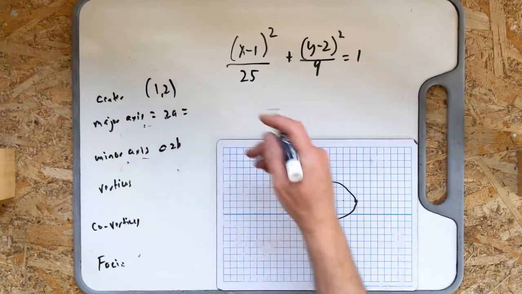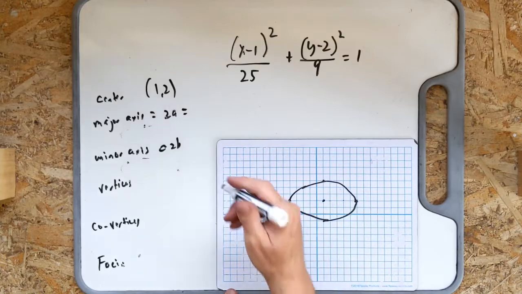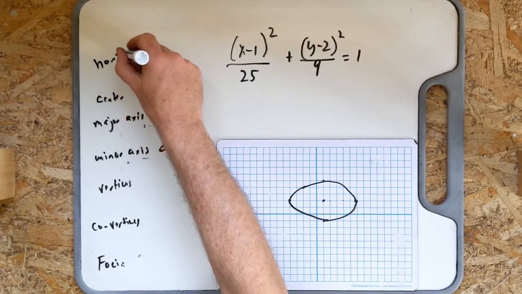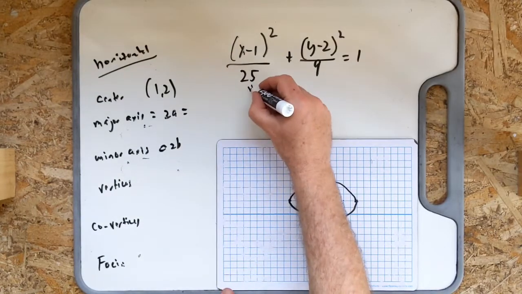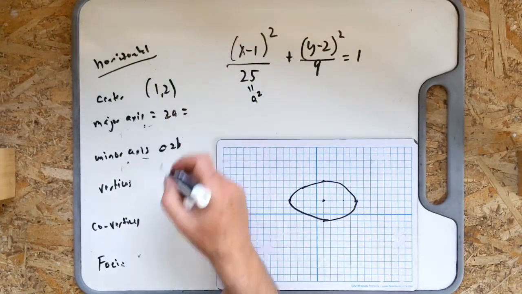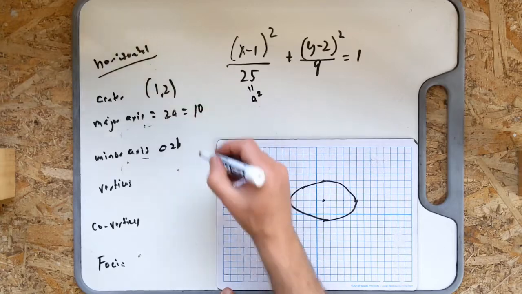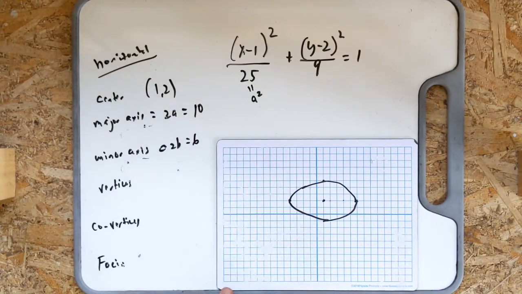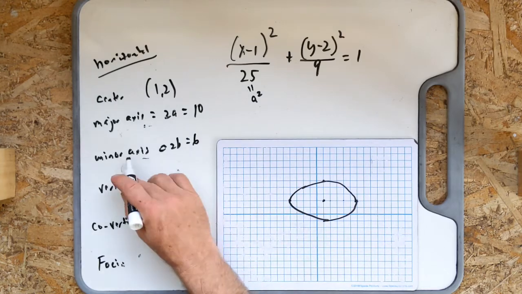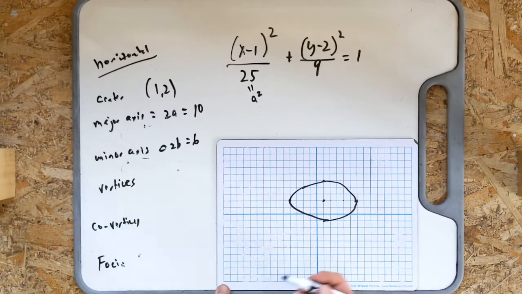Now I'm going to get the numbers. The major axis is now horizontal. This is horizontal, not vertical like the last one, because this number is bigger than this number. Therefore, this is a squared. So 2a is this distance here. It is 10. 2b is this distance here. It is 6. The vertices, there are equations for them, but they're not really that useful.